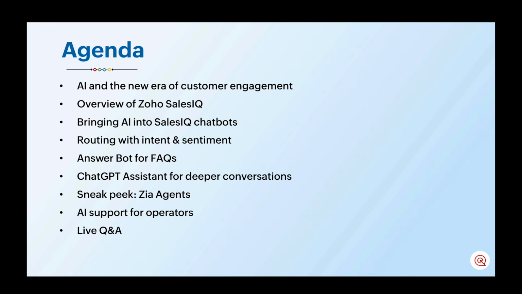We will walk you through how SalesIQ can route the chat by understanding the intent and sentiment. Then we will explore more about the answer bot to answer frequently asked questions, which is FAQs, and then the ChatGPT assistant for more advanced and personalized conversation. Next, I'll share a sneak peek of Zia Agent, an upcoming Zoho AI that connects with your ecosystem to deliver complete and connected answers. We will wrap up by looking at how AI supports operators directly and finally end with a live Q&A. So this is the plan we have for today. Let's get the ball rolling.